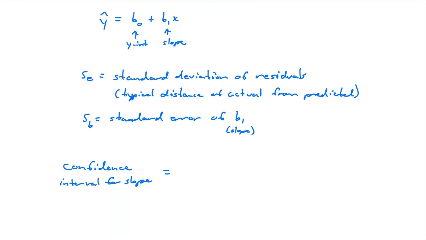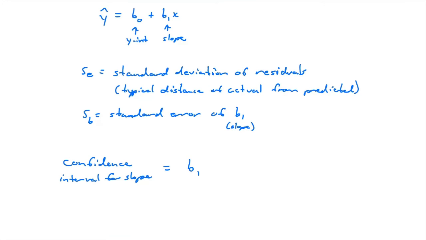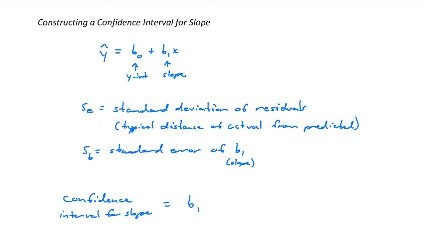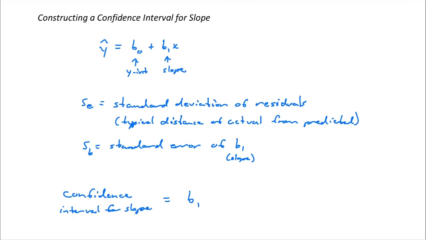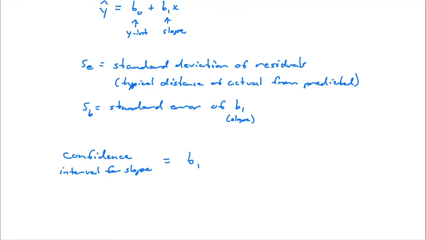So in this case, our point estimate is going to be B1. It's going to be our slope of our regression line, right? Up here, we defined it as our slope of our regression line. Plus or minus, we're going to use T. We've used T before, okay? Times S sub B, all right?